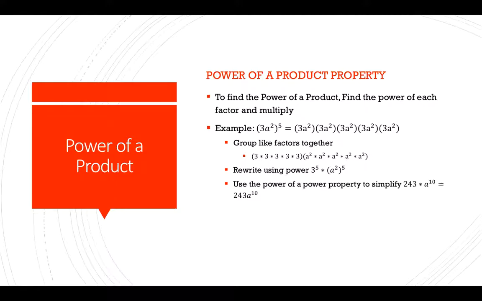So from there, we can simply just jump right into it and do 2 times 5, which gives us 10, and then we could do 3 to the 5th power and that gives us 243. So we have 243 times a to the 10th power, or simply stated 243 a to the 10th.